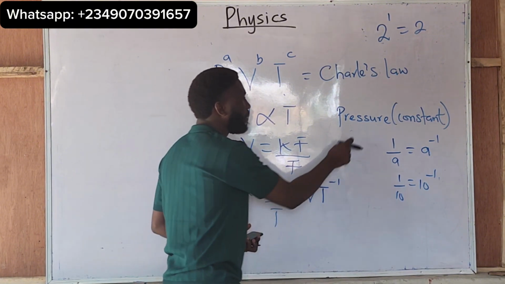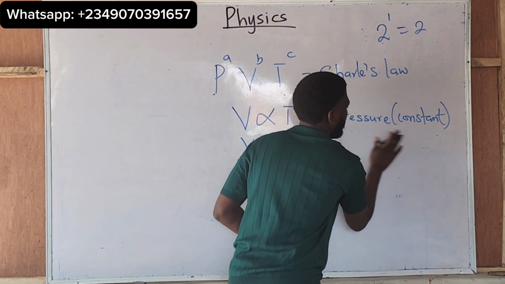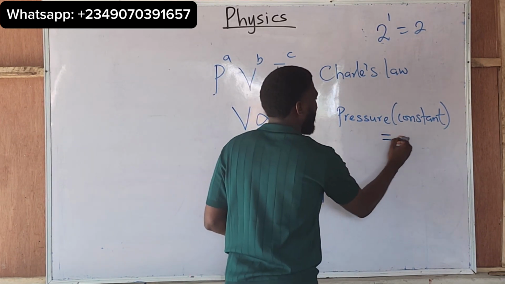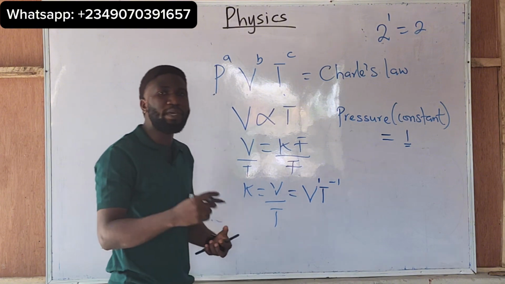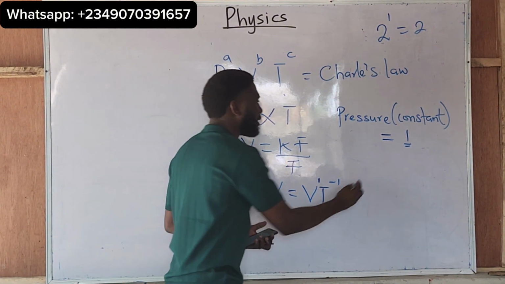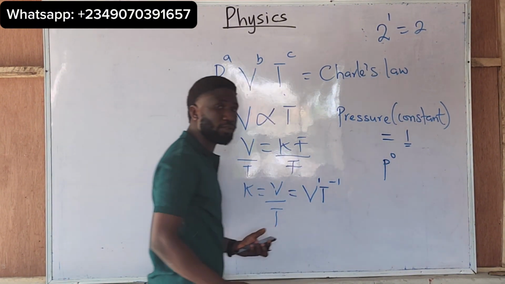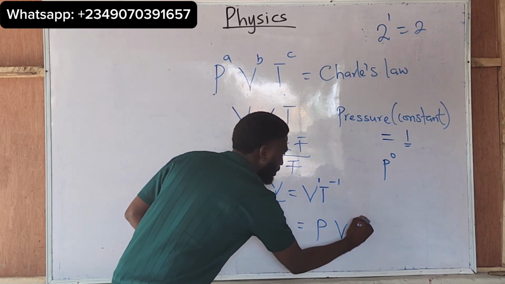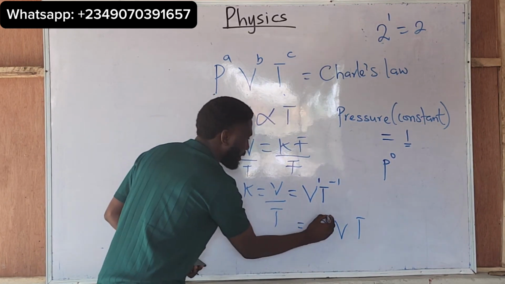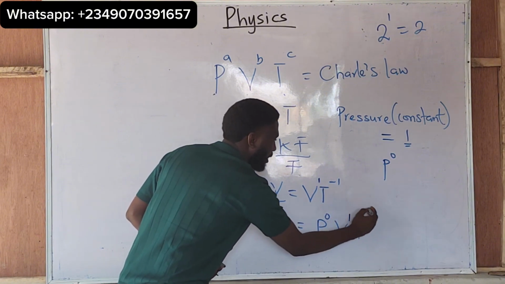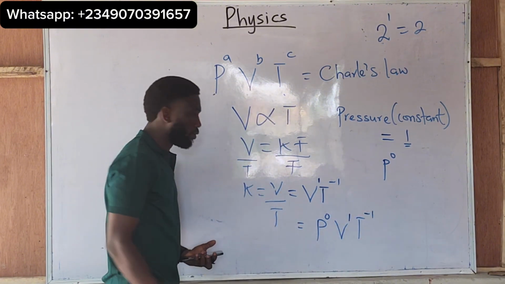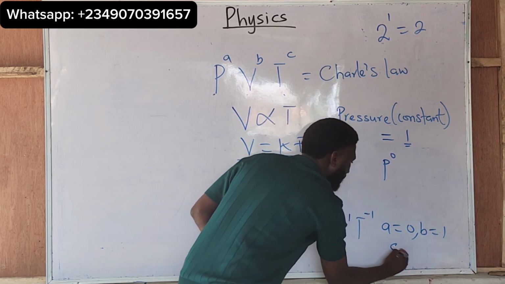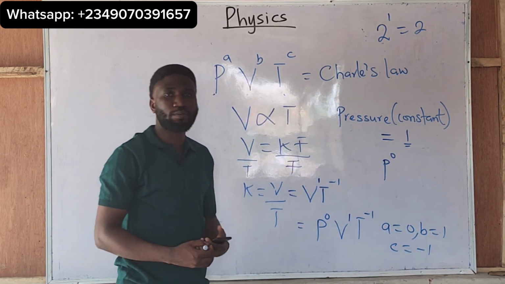And we are told that the pressure is constant. And I said whenever you have a variable to be constant, that means the value needs to be 1. So what will make pressure to be 1? That is P raised to the power 0. So here now I'm going to have P, V, T. For this to remain 1, that is 0. Here it will be 1, and then here will be what? Minus 1. So A equals 0, B equals 1, and then C equals minus 1.